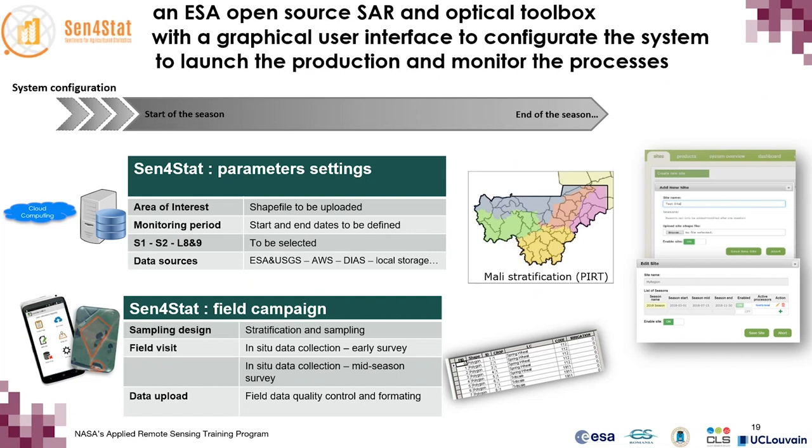This open source toolbox has a graphical user interface to configure the system and to launch the production or to monitor the processes. The system needs to be configured before the start of the season if you want to run in real time. Of course, you can also run it offline, and therefore you can configure the system whenever you like. A few sets of parameters need to be defined in order to launch the production. First, your area of interest needs to be delineated as a shapefile to be uploaded.